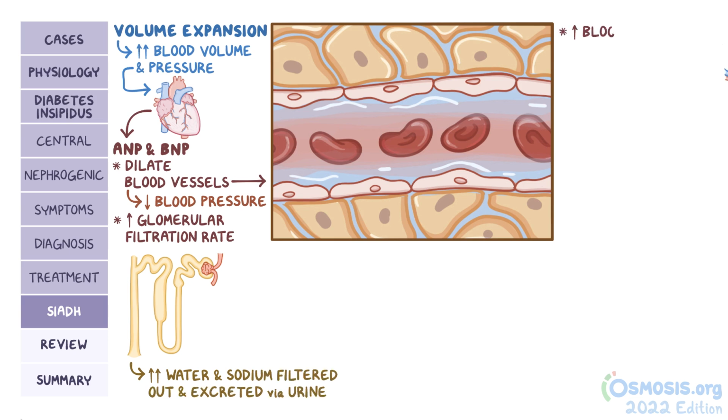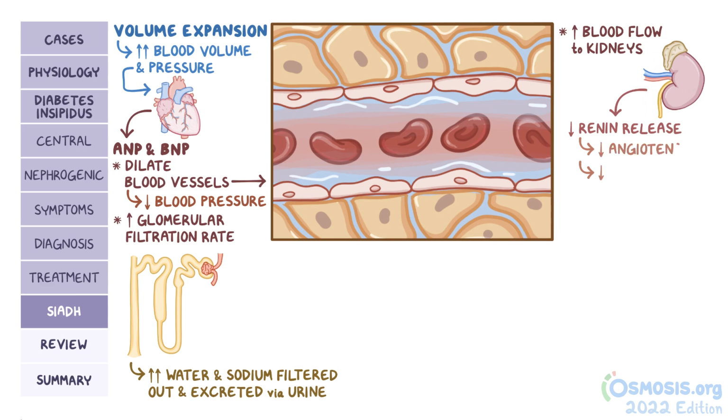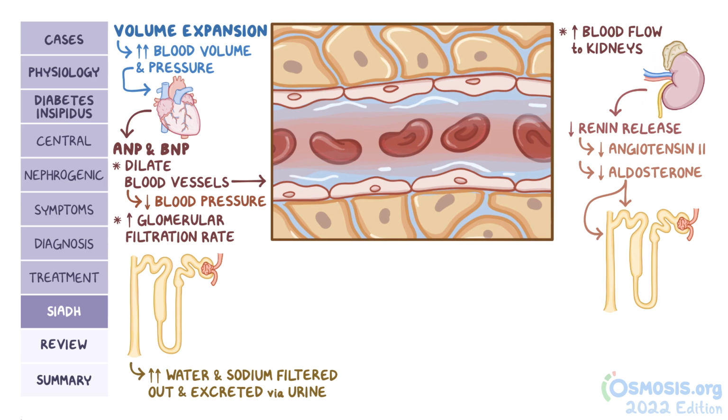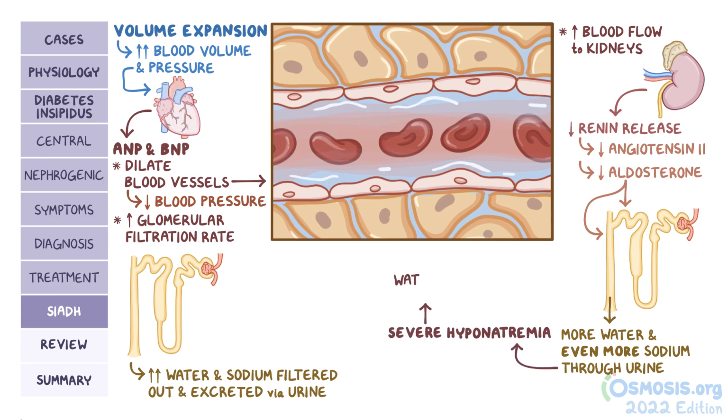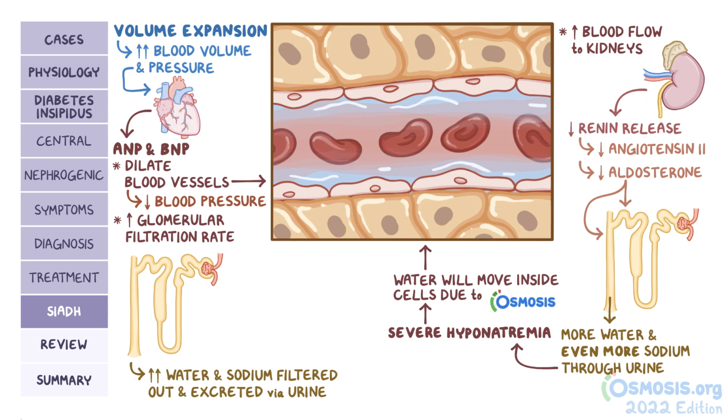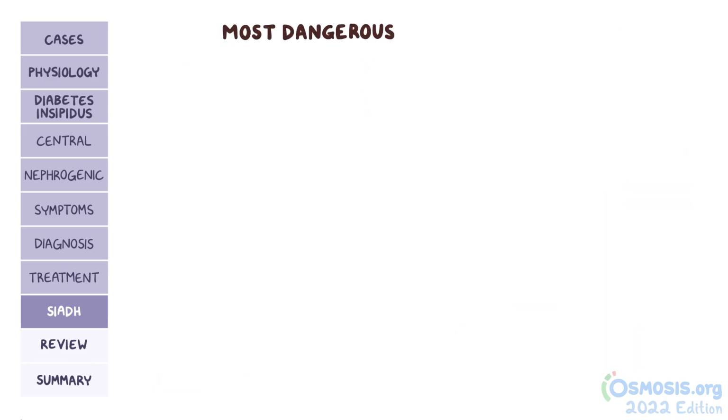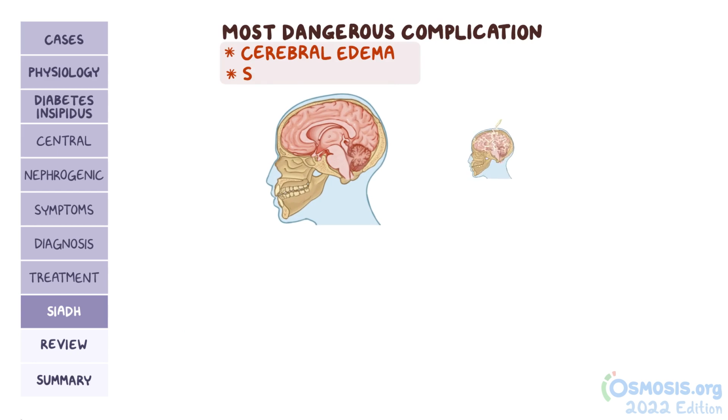Next, increased blood flow to the kidneys will reduce renin release, which means there's decreased angiotensin II and aldosterone. Aldosterone normally acts on the distal convoluted tubule and collecting ducts to increase sodium and water reabsorption. So when this hormone is low, we are getting rid of more water, but also even more sodium through urine. Now, if there's severe hyponatremia, more water will move inside cells due to osmosis. The most dangerous complication of this is cerebral edema and seizures.